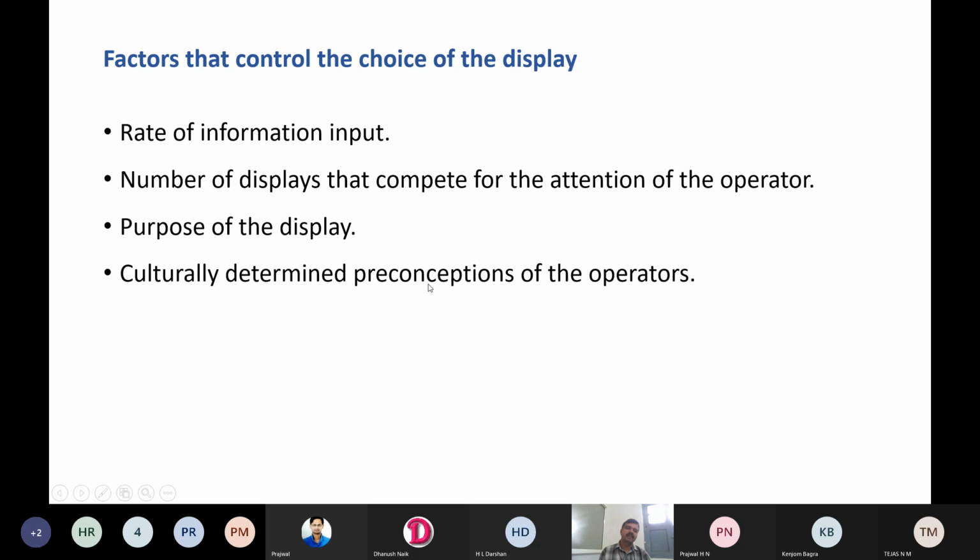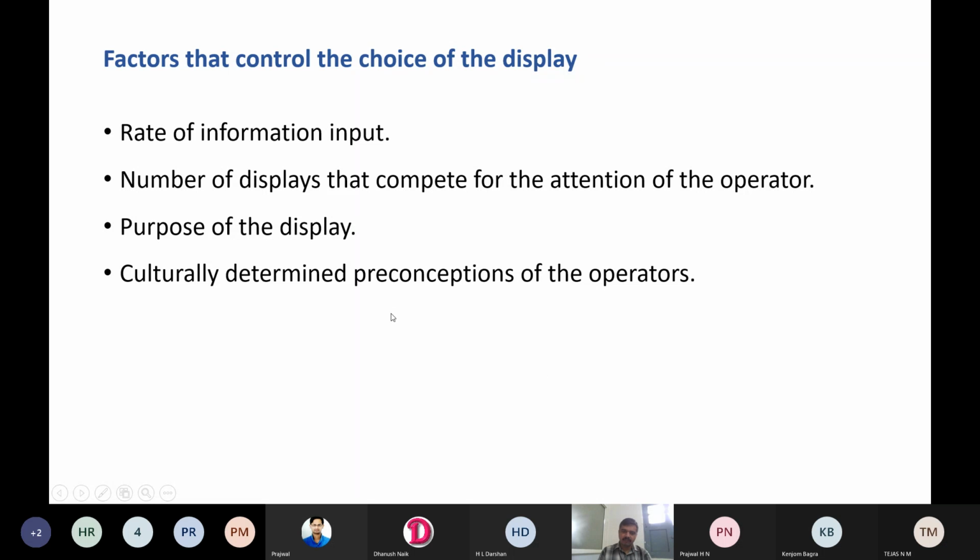Next, culturally determined preconceptions of the operators. Unknowingly, because of the society in which we live, we have some culturally determined preconceptions. That means most of the time we will read a sentence from left to right. We don't start reading from right to left because of culturally determined reasons. Some may read from right to left, but on average most of us read from left to right. We start from this end and move towards the right.